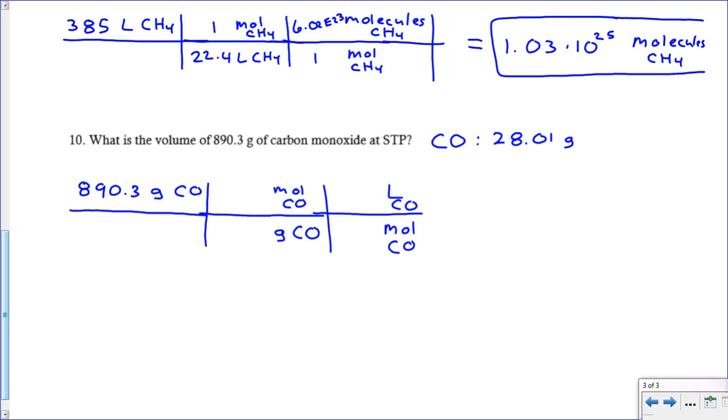Conversion factors, going from grams to moles, 28.01 grams in 1 mole. That's the molar mass from the periodic table. Moles of CO to liters, in 1 mole there's 22.4 liters. So calculate this. We've got four sig figs and three sig figs, so our answer has three. You should get 712 liters of CO.